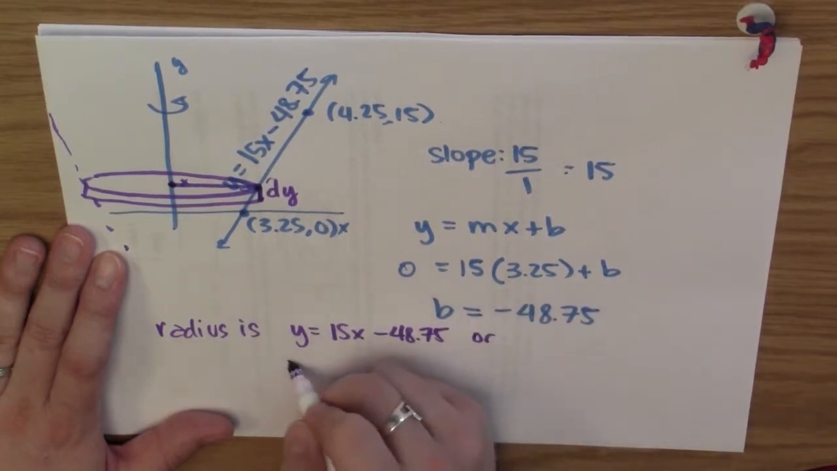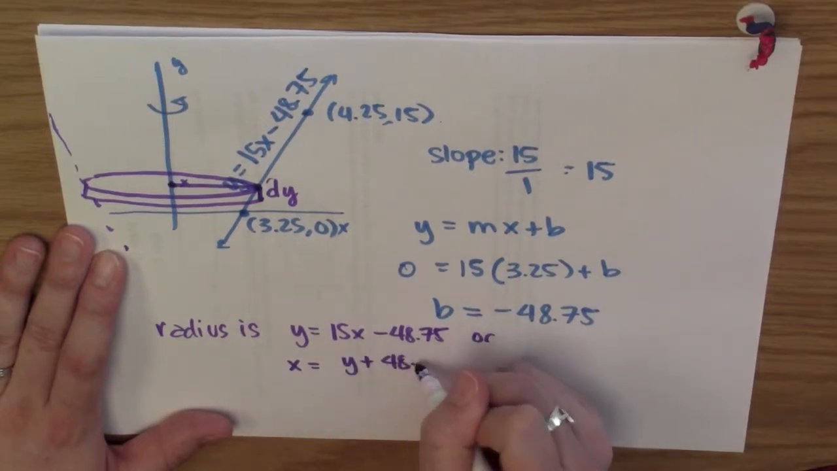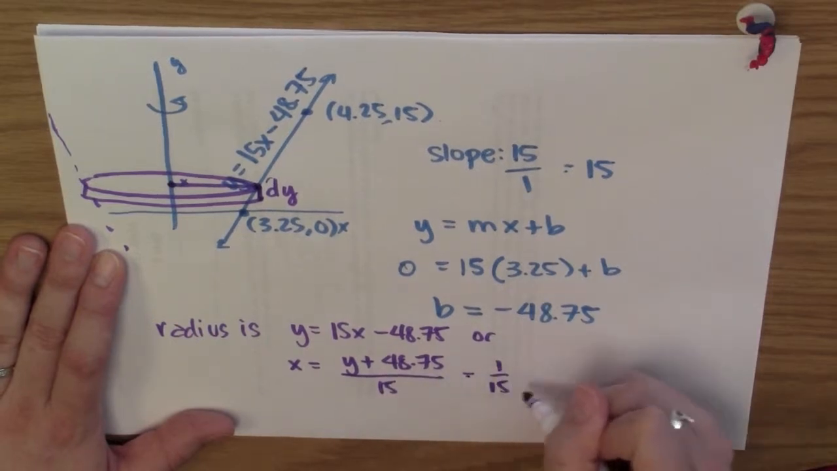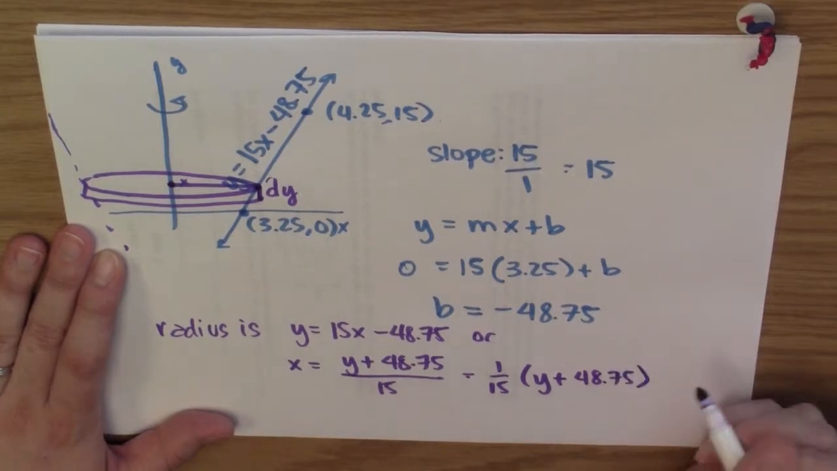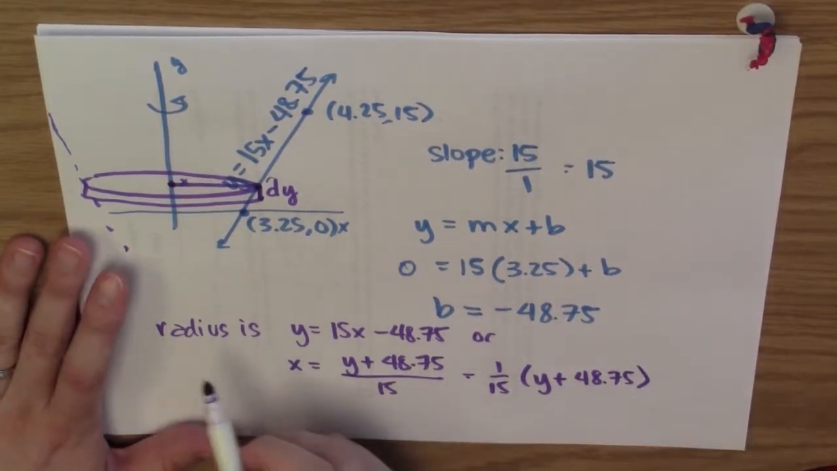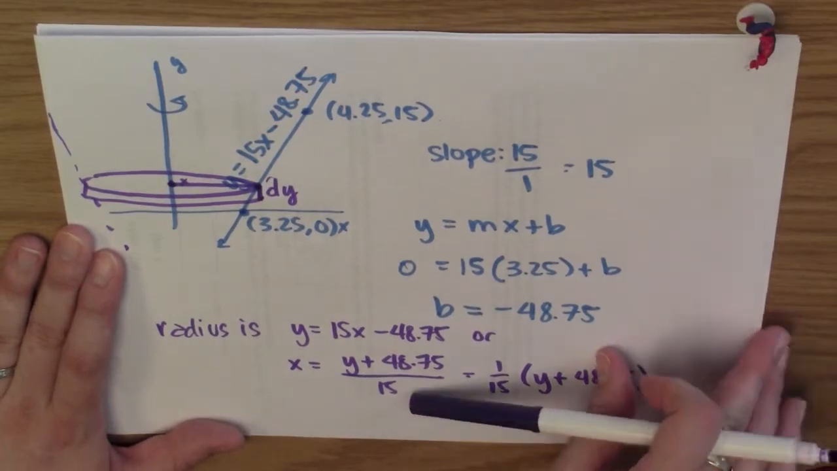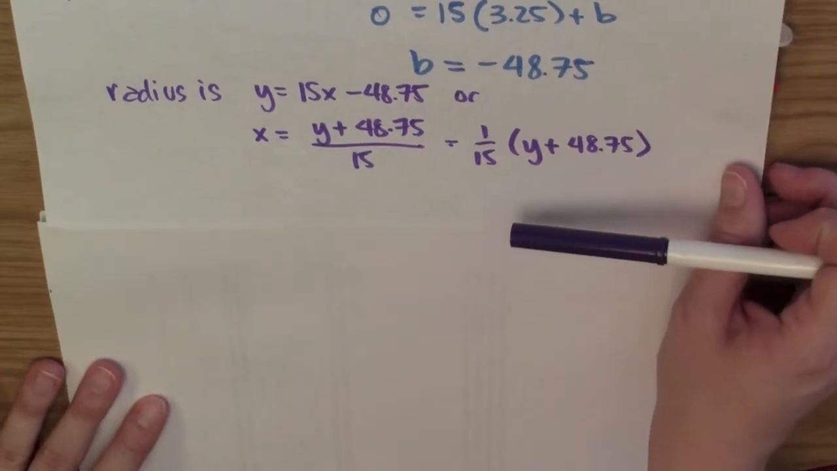Now I solve this for x, and I end up with (y plus 48.75) all over 15, or 1/15 times (y plus 48.75), right? So this is the radius of my little disc in terms of y, right? So now I can go ahead and figure out what the volume of this thing should be.